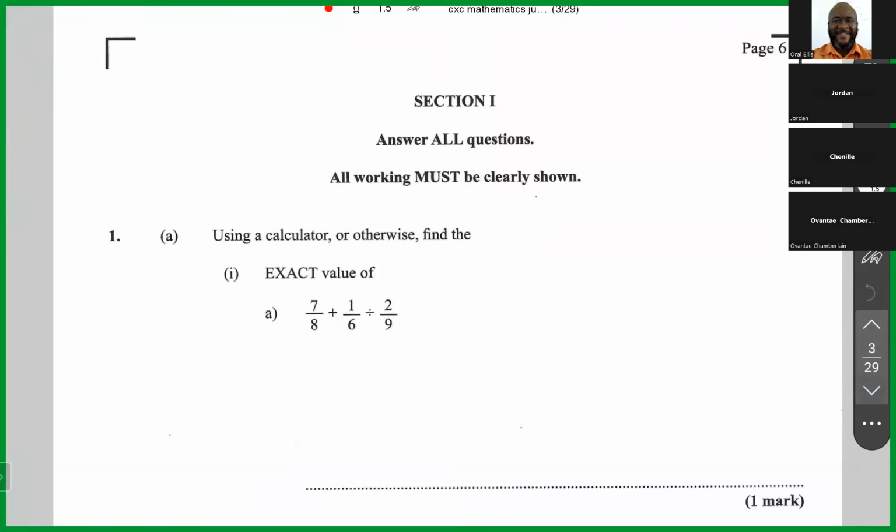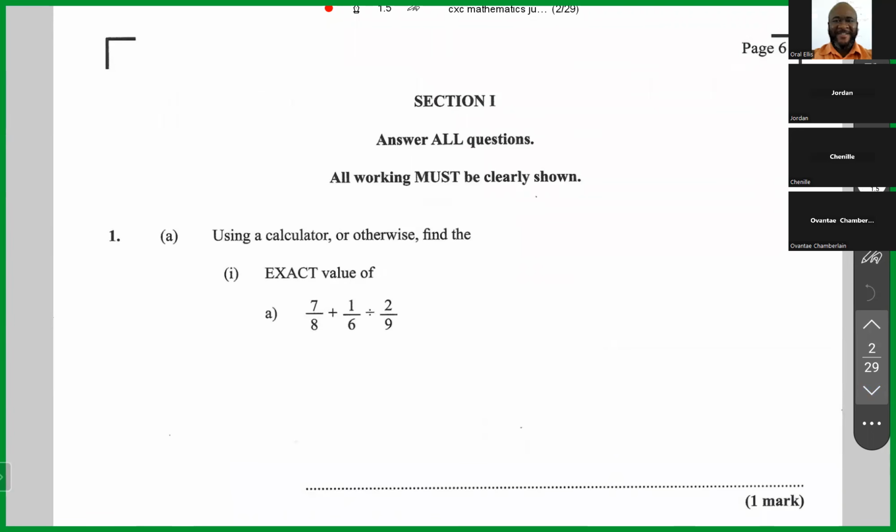All right, so we're doing the May-June paper 2 exam, and the year is 2022. All right, so let's get to it. Question number 1 starts off with fractions.